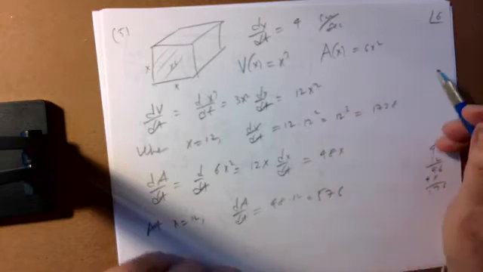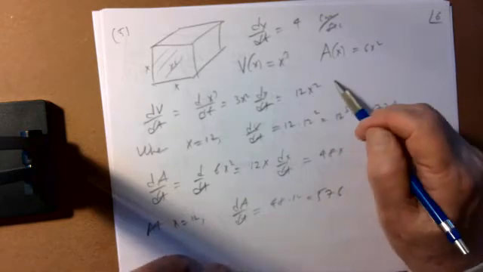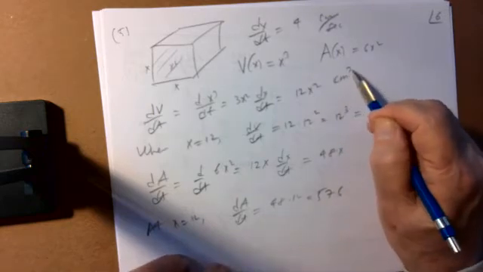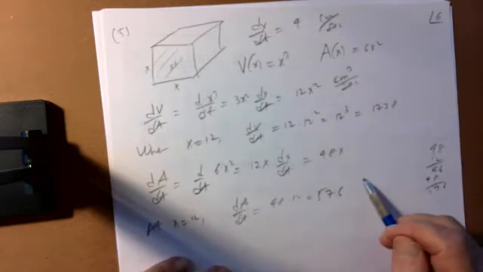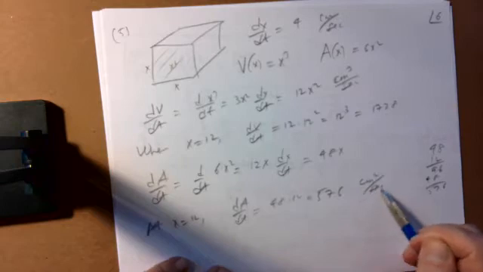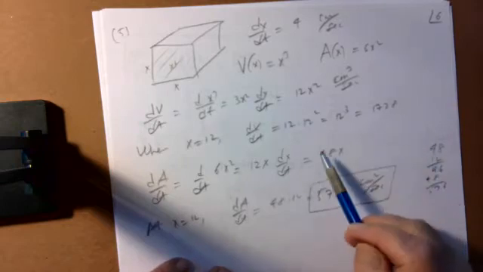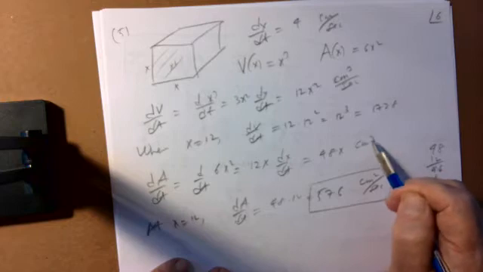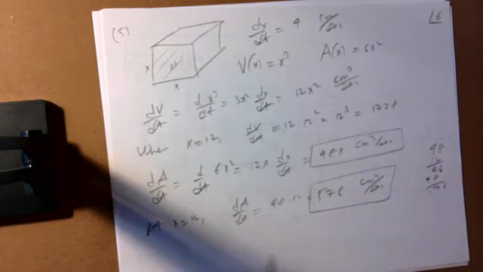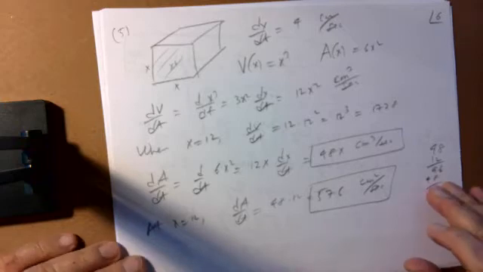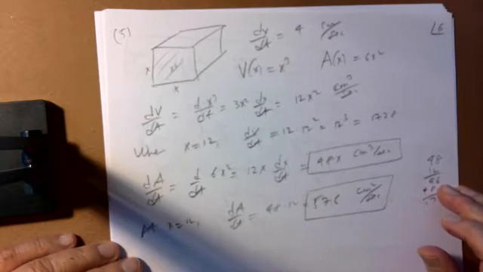And in terms of the dimensions, this is in centimeters cubed per second, because it's volume, and for areas, this would be centimeters squared per second. Right. Any questions about this?